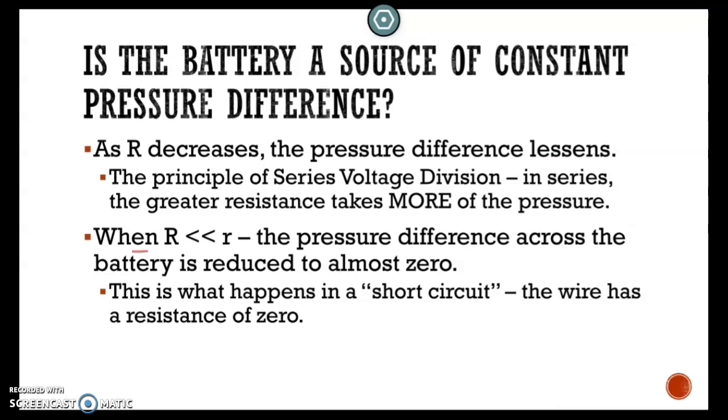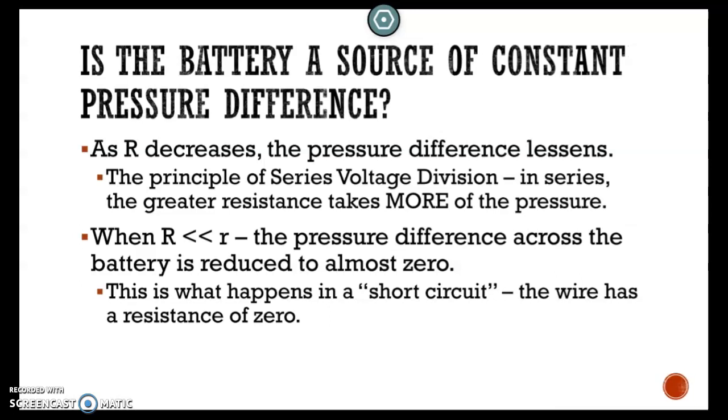And so when the resistance of the battery is a lot bigger, or even just a little bit bigger, than the resistance of the circuit, the pressure difference across the battery gets reduced to almost zero. And we're going to look at some pictures here in a second that should help us with that. Now, this is, of course, what happens in a short circuit. The wire has a resistance of zero, but the battery's internal resistance is then not zero, and so it's a lot bigger. And so then when that happens, the pressure difference across the battery would be basically zero.